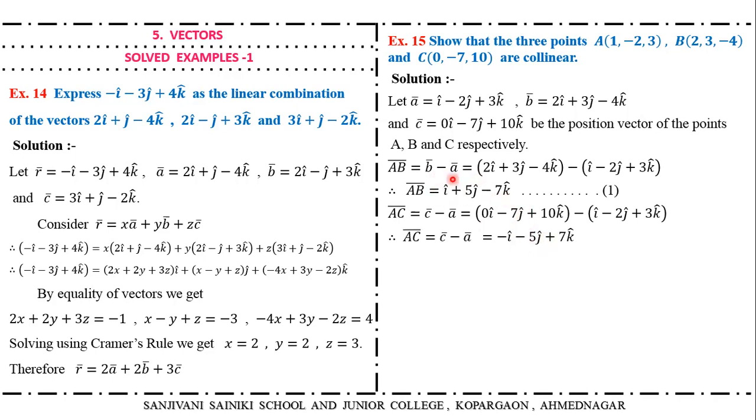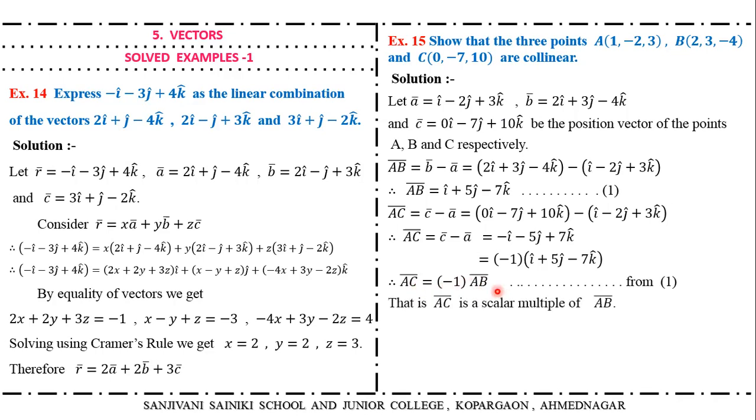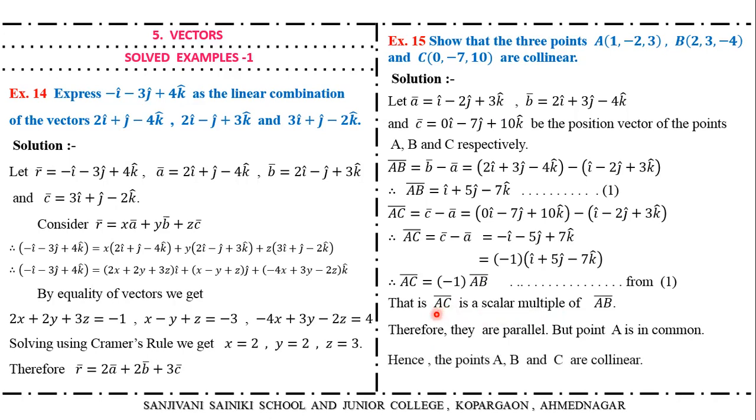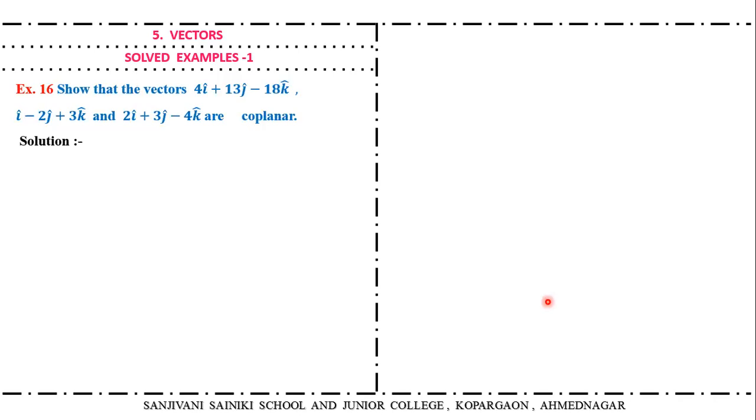If you see, AB bar is minus AC bar, or AC bar is minus AB bar. So they are scalar multiples of each other. So AC bar and AB bar are parallel. The vectors are parallel, but they have one point in common, A. So not only the vectors are collinear, but the points A, B, C are collinear.